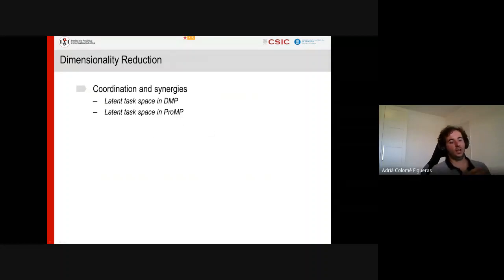In this case, I'll talk about smaller dimension, because I assume that we cannot have more samples, since we are working with real robots. So we have to reduce the dimension. We'll talk about finding coordination and synergies in both dynamic movement primitives and probabilistic movement primitives.